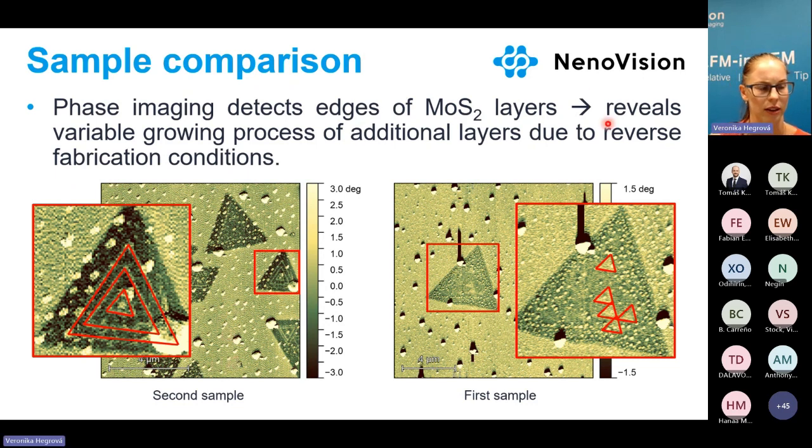On the other hand, in the first sample, we can see smaller and many little triangles, which means that probably the second layer grows anywhere, and many of the beginnings of the second layer are over here. So this is something where we're not sure what we're gonna see in different channels. So it's good that we could measure it all at once and then compare what we see.